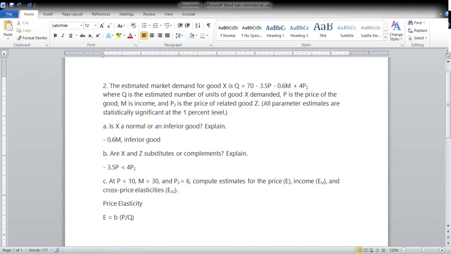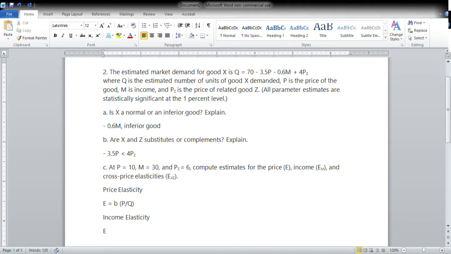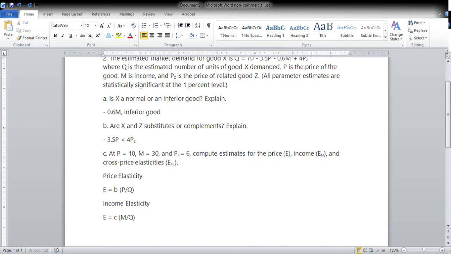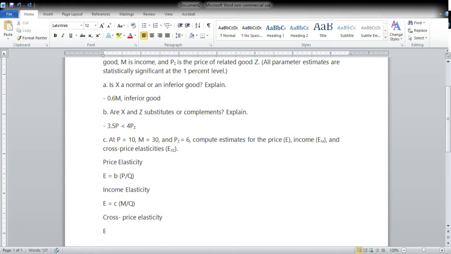The income elasticity is E equals C times M over Q. And then the cross price elasticity is E equals D, and it has it listed as PR in the book, but for our purposes it's going to be PZ over Q.